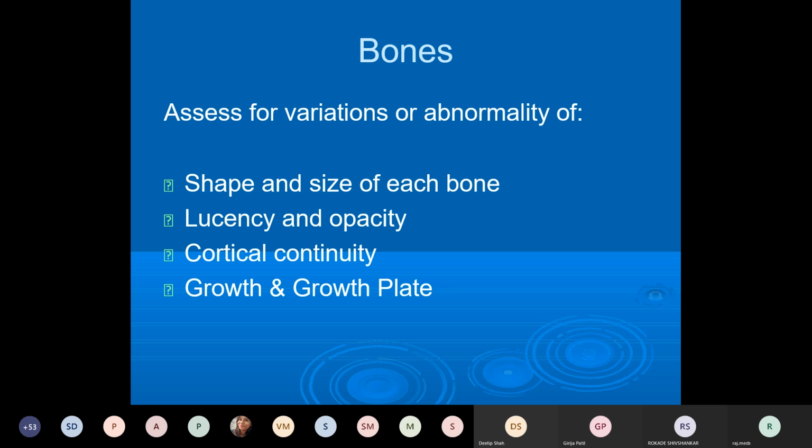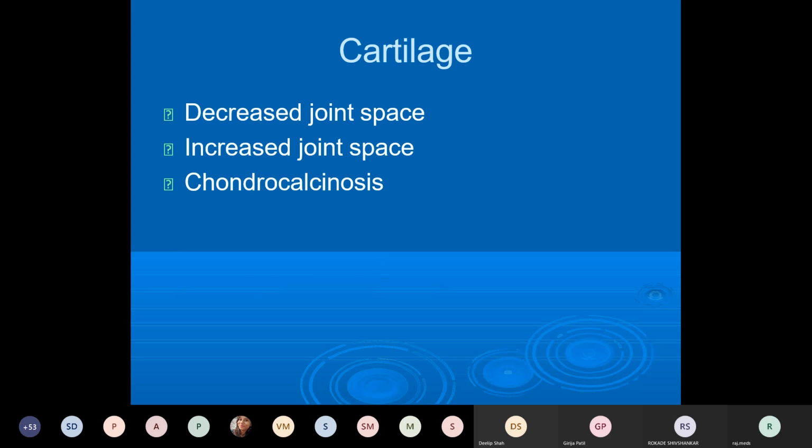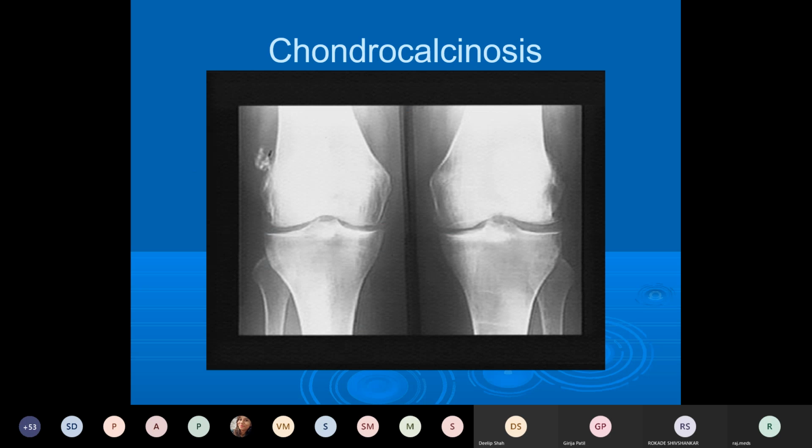Now the second point is bones. We have to see if there is any abnormality or variation, like the shape and size of each bone, then lucency, any opacity, and cortical continuity, growth and growth plate. Then the third point is the cartilage. Look for any decreased joint space, increased joint space, or chondrocalcinosis. So this is the image of chondrocalcinosis.